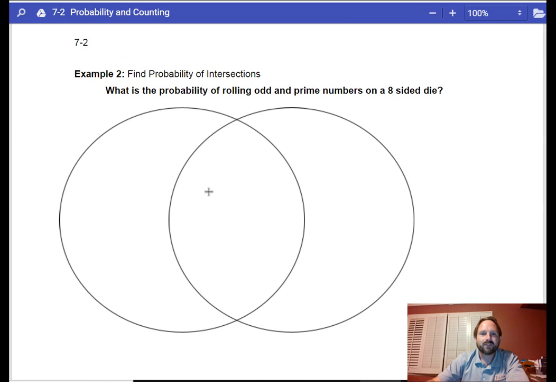All right, find the probability of intersections. What's the probability of rolling an odd and prime number on an 8-sided die? So it has the word and. So let's underline it.